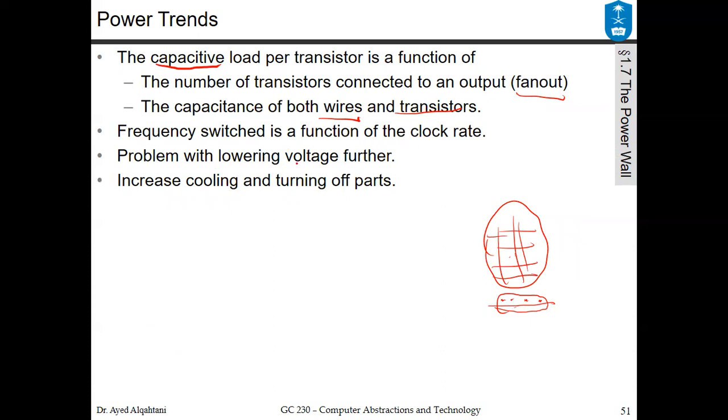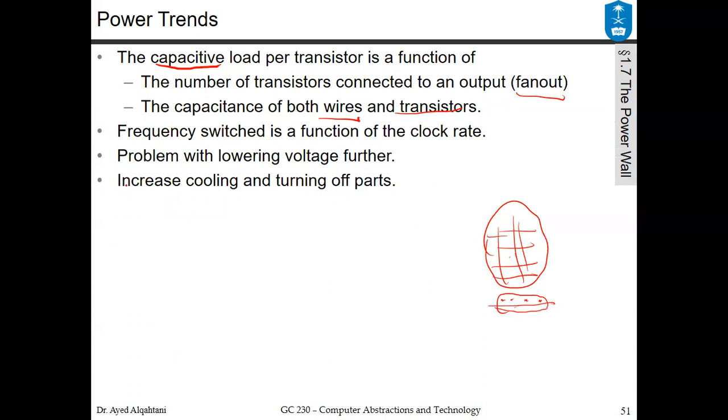The problem with lowering voltage further, we cannot do it. We are reaching a wall. We cannot lower the voltage. We even cannot lower the capacitance. So we have no choice but to keep the frequency the same with each coming new generation. There are other solutions. They are actually like trying to manage the problem and not solve it.